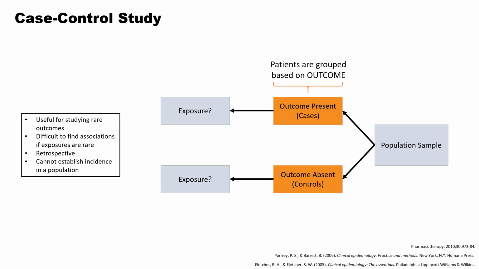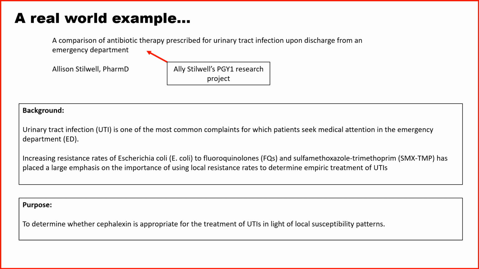By definition, case control studies are retrospective in that the outcome has to have already occurred for you to group patients into cases and controls, and so it's not possible to do a prospective case control study. Additionally, case control studies cannot establish incidence within a population.